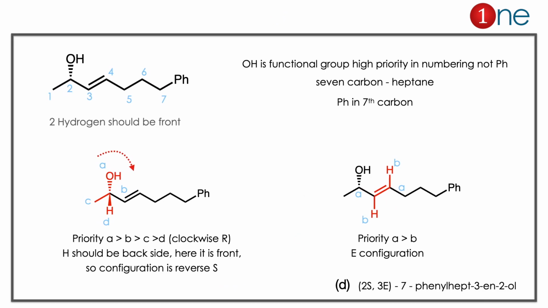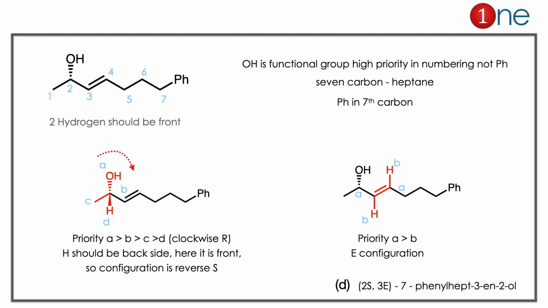The starting material contains one alkene and one chiral carbon. We redraw it separately for our understanding. Here there are seven carbons, so it's a heptane. Phenyl is in the 7th position, so no confusion there. Our only issue is the chiral carbon and the alkene. Let us look at the chiral carbon first. For the chiral carbon you have to assign the priority. Oxygen has the highest priority, the double bond has second priority, methyl has third, and hydrogen is fourth.